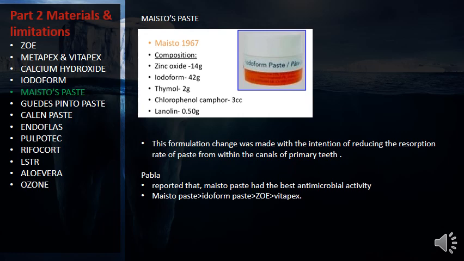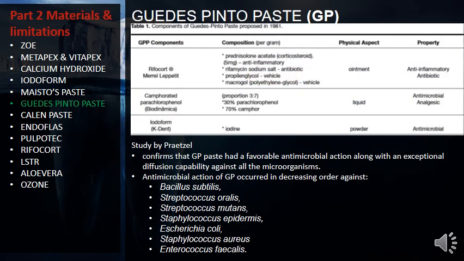This formulation change was made with the intention of reducing the resorption rate of the paste from within the canal of primary teeth. Reduced into paste. The composition is prednisolone acetate, rifampicin sodium salt, antibiotic, propylene glycol as a vehicle, microglycol, 30% parachlorophenol, 70% camphor, and iodine.